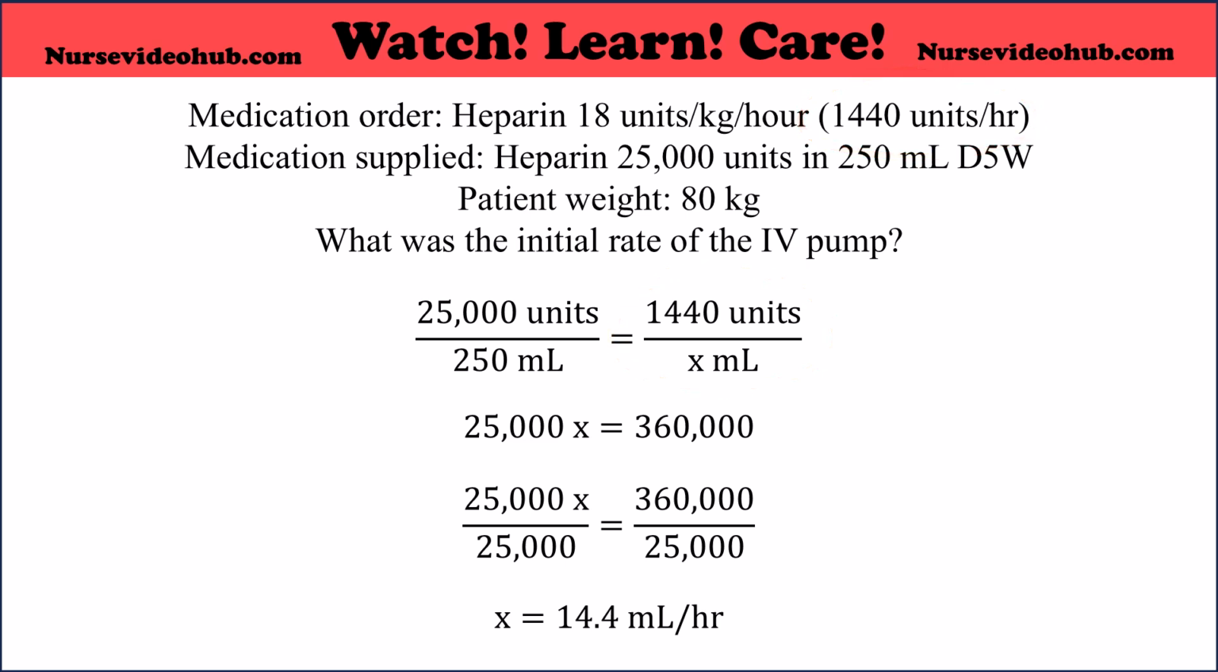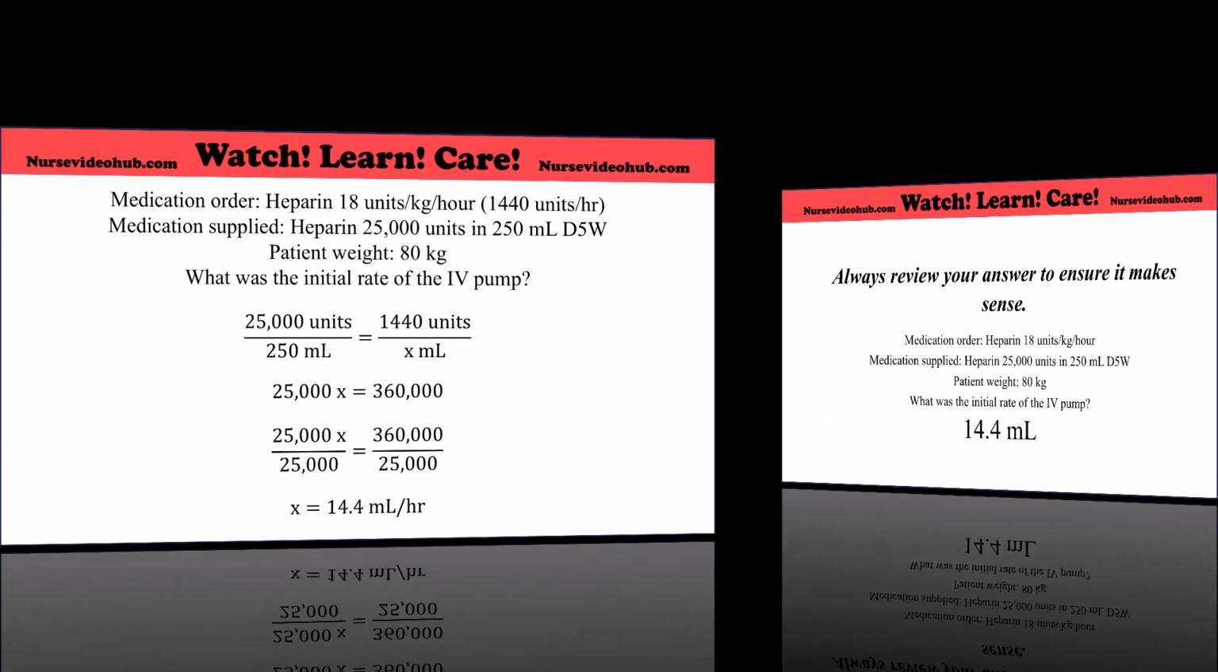Solve for the number of milliliters by cross-multiplying. 25,000 units times X and 1,440 units times 250. That results in 25,000X equals 360,000. Divide both sides by 25,000 to solve for X. X equals 14.4 milliliters. Set the IV pump to deliver 14.4 milliliters per hour for the initial rate.